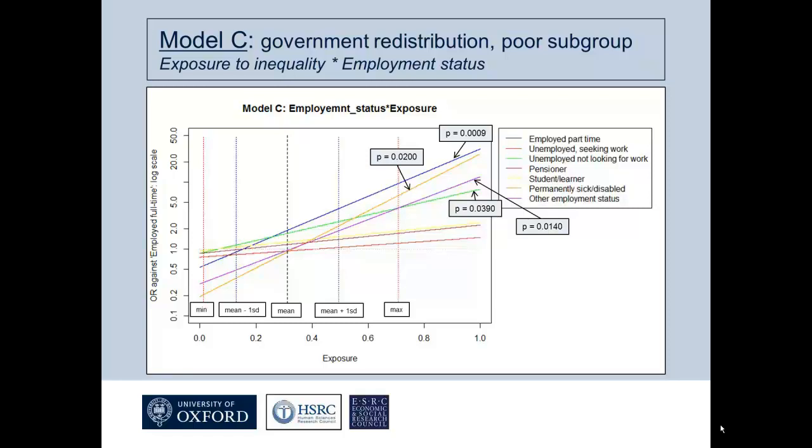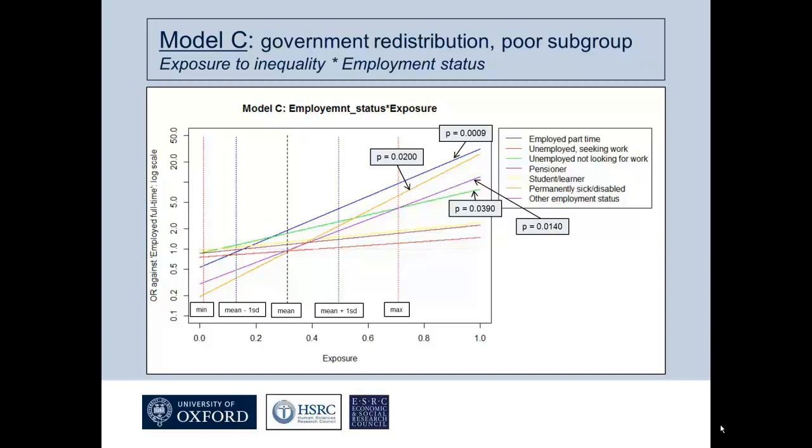Furthermore, there is some evidence that as exposure to socio-economic inequality increases, people who are involuntarily excluded from the labour market become even more supportive of government role in income redistribution compared to full-time employed people. These findings may be related to increased feelings of income vulnerability amongst people who are excluded from the labour market.